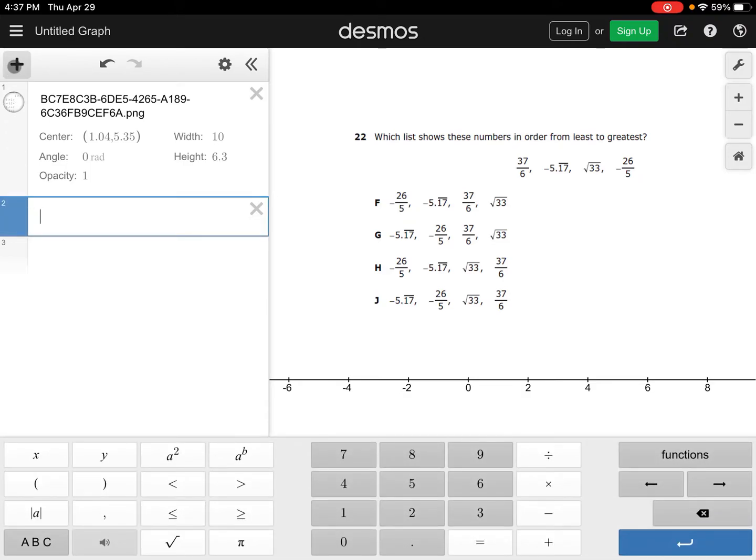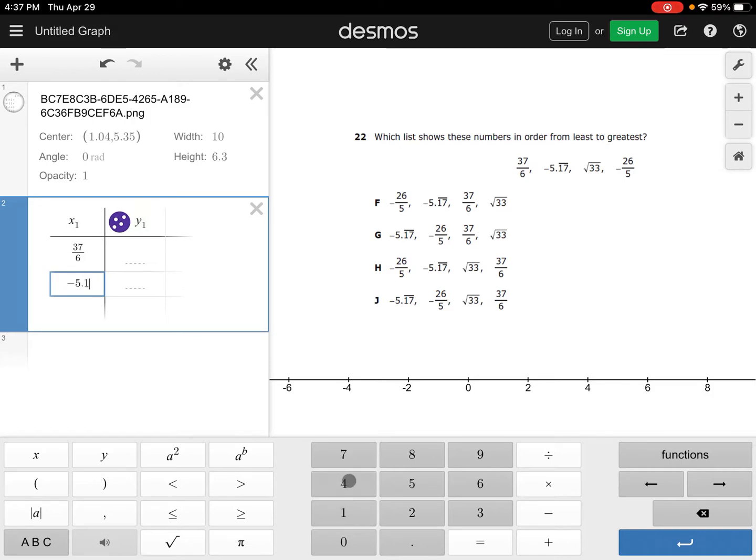So what we're going to do is hit the plus button, add a table, and put these numbers in just how we see them written there. So 37 divided by 6 is the first number. The next number is negative 5.17 repeating. I'm going to just round that to negative 5.18. Actually, I'll leave it negative 5.17 because that would round it correctly.